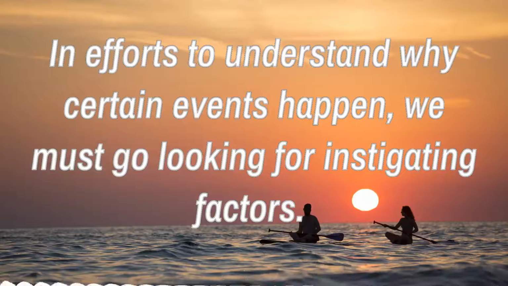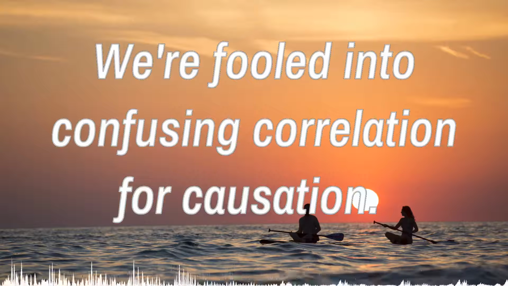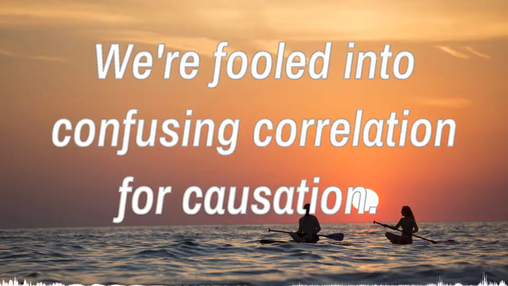Model number 15. Separate correlation from causation. Used to understand what truly needs to be addressed to solve a problem. In efforts to understand why certain events happen, we must go looking for instigating factors. It's only logical that we try to find a previous event directly responsible for causing the event we're looking at.